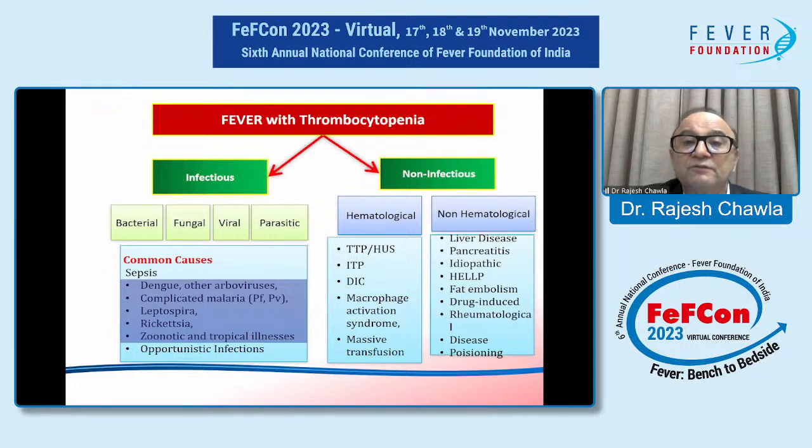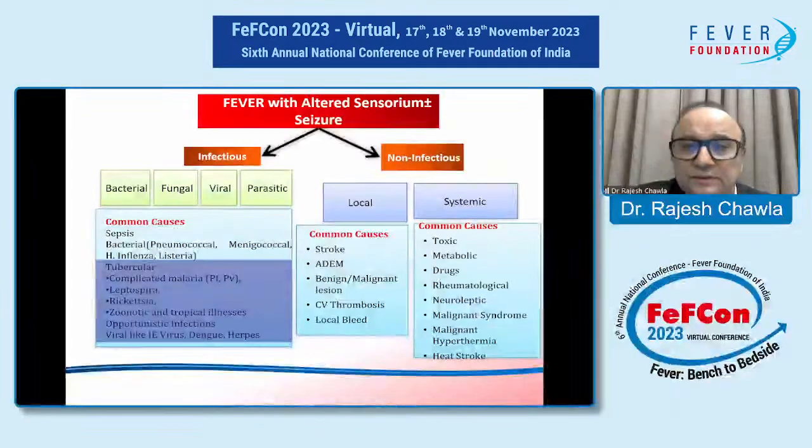Then a patient presenting with fever with thrombocytopenia. Here, the tropical infections, particularly malaria, leptospira, and dengue, are the common ones which can result in this. And among non-infectious causes, there are a very large number, like TTP, ITP, macrophage activation syndrome, and massive transfusion. All these can result in a non-infectious fever.